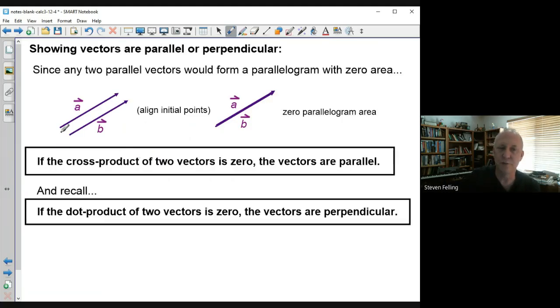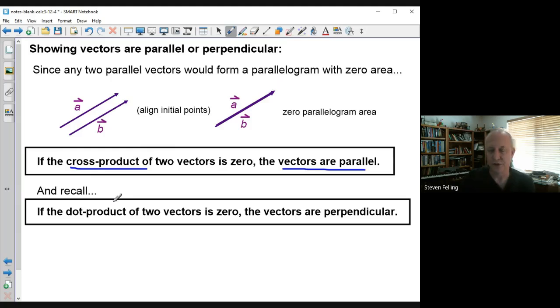We know that if you had two parallel vectors, if A and B happen to be parallel to each other and you align their initial points, then the parallelogram that would be formed would have zero area. And that means that the magnitude of the cross product would have to be zero. But the only way that can be true is if the cross product itself produces a zero vector. So in fact, we can use the cross product as a test to determine if vectors are parallel. If we take the cross product and we get a vector whose magnitude is zero, then that means that the two original vectors were parallel to each other, okay?